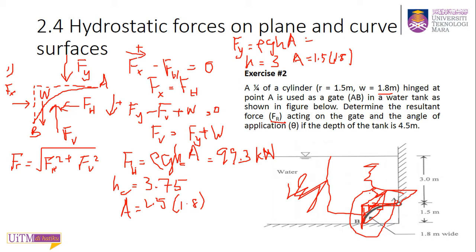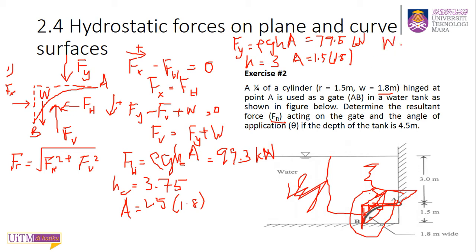So what's the value for FY? In your calculator, rho g times 3 times 1.5 times 1.8. How much? 79.5 kilonewton. Okay, so that's for FY, but you still need to find W.